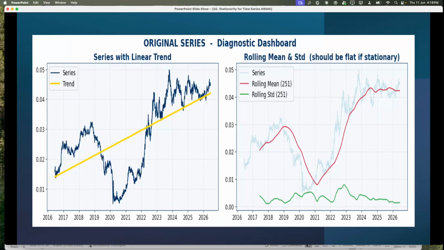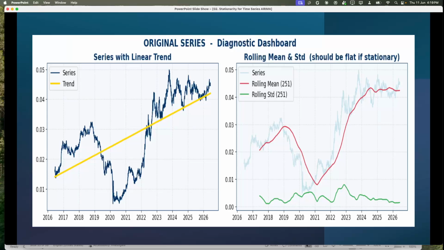You can see the series with the linear trend. We are going to see that in Excel also. Clearly, on the left side you can see the data is non-stationary. It has a clear trend. Similarly, we can also use a rolling mean and a rolling standard deviation to see that the data is non-stationary. So we can easily look at the original data and come to a conclusion.